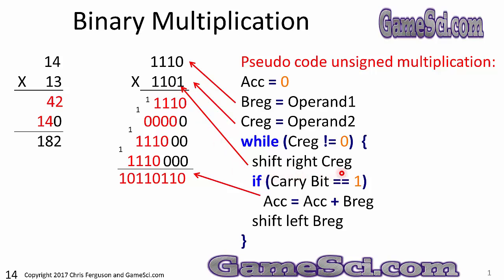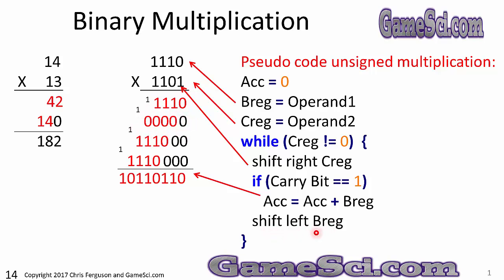I'm going to shift right the C register. When I shift right the C register, I'm going to be shifting this 0 out of the C register. If the carry bit equals 1 is a false statement, since there's a 0 in this place, there's nothing to add. I'll skip the add. Basically, by skipping the add, I just added in 0.